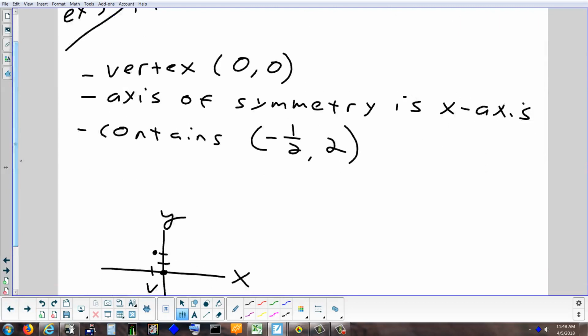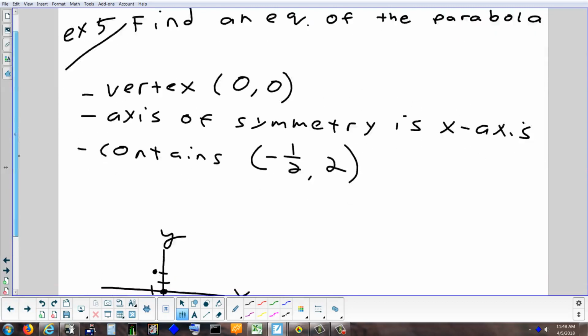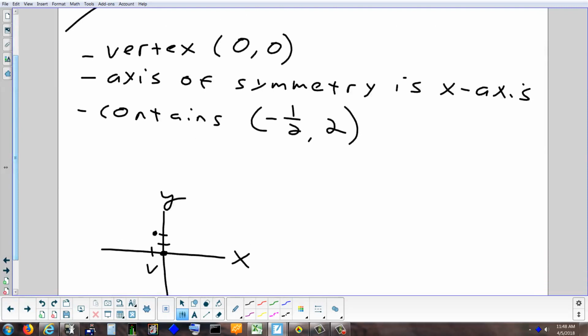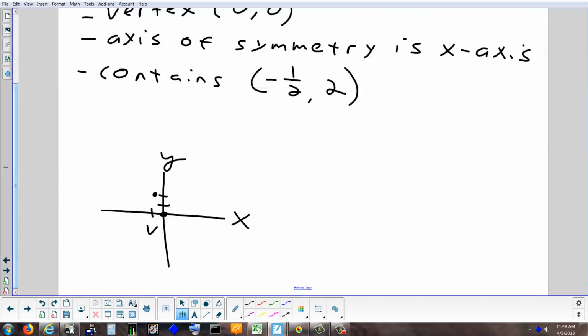All right, let's do this one. Let's do this one quick. So directions here, find an equation. I'm going to graph what I have and try to figure out which way it opens. Vertex is (0, 0). And the point (-1/2, 2) is on the graph. So contains means it's on the parabola. Based off of going through this point, and that being my vertex, and the axis of symmetry is the x-axis. That's my axis of symmetry. Which way does this parabola have to open?